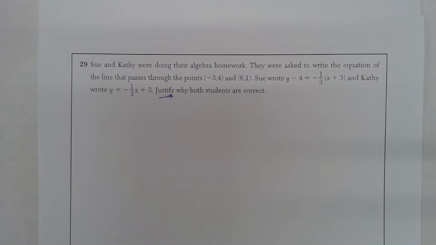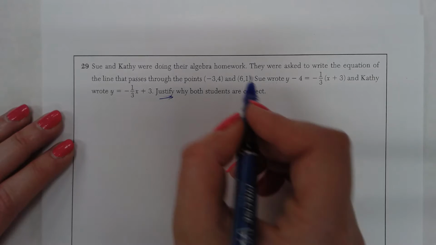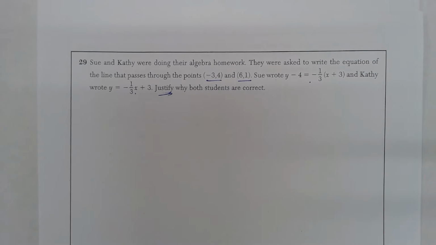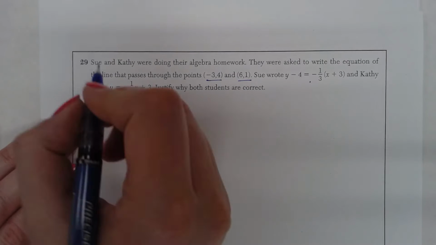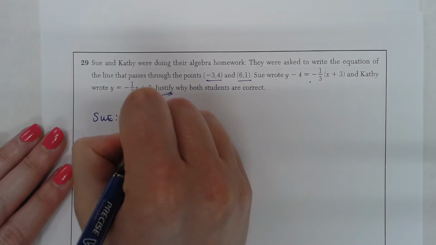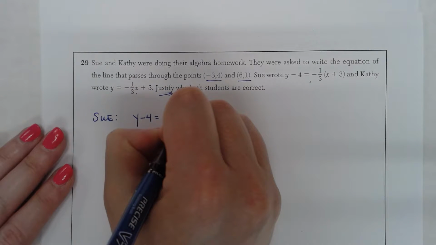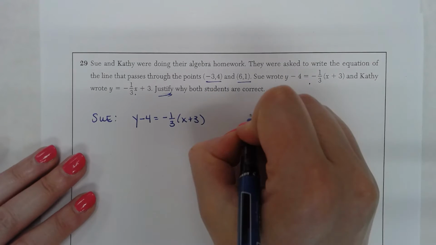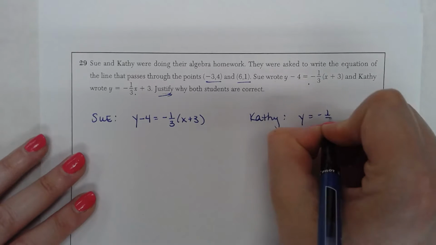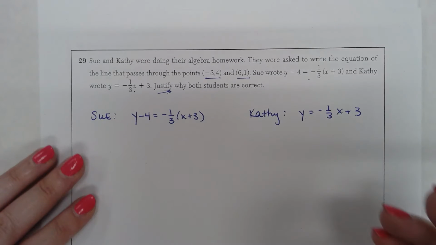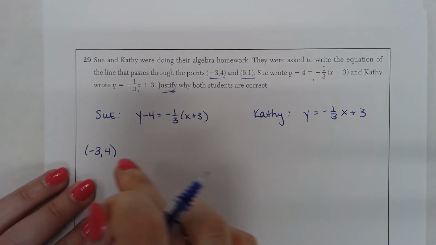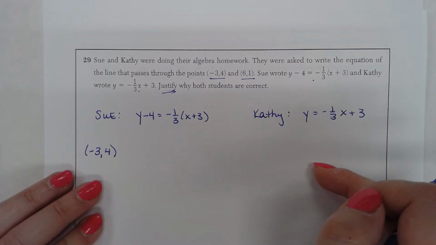Well, here's what I'm going to do with this one. I've got 2 points and I've got 2 equations. I need to check that everything works in everything. So I've got Sue and her equation, y minus 4 equals negative 1/3 x plus 3. And I've got Kathy. Y equals negative 1/3 x plus 3. I'm going to see if the point, so the first one I'm going to check, negative 3, 4. I'm going to check it in Sue's equation, and then I'm going to check it in Kathy's equation.